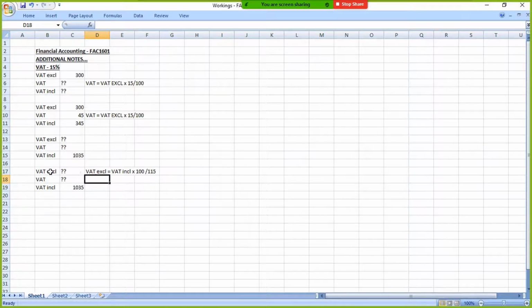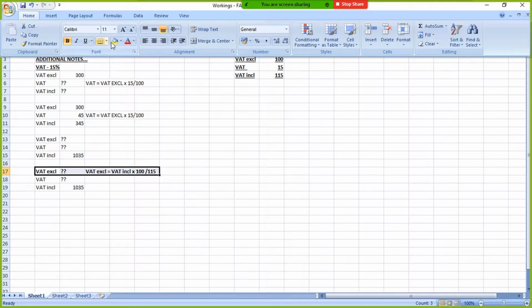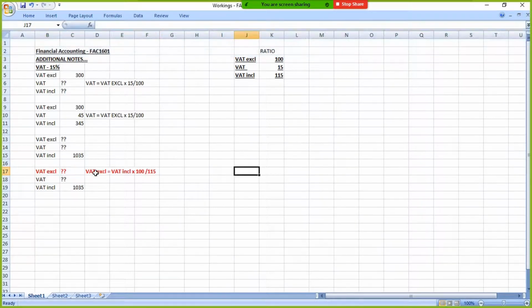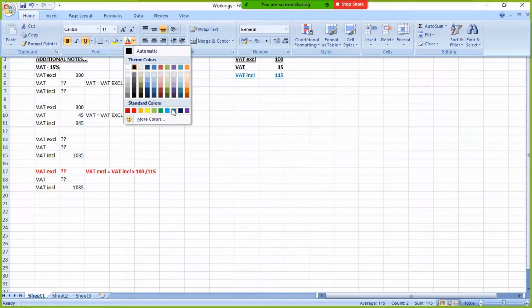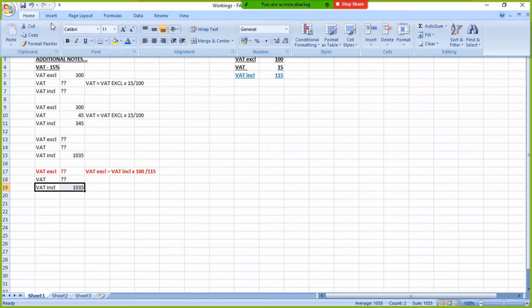Right, so you want the VAT exclusive. Remember, the basic general formula for VAT is 100, 15, and 115. VAT is treated like a ratio. So if I want the VAT exclusive, I'm going to have to use the ratio. What do I have? I have the inclusive. The inclusive represents 115. That's what I've been given.